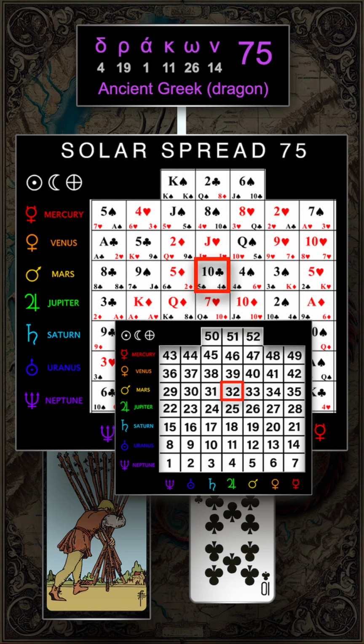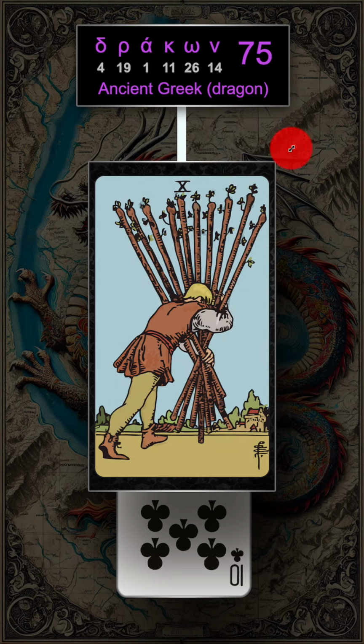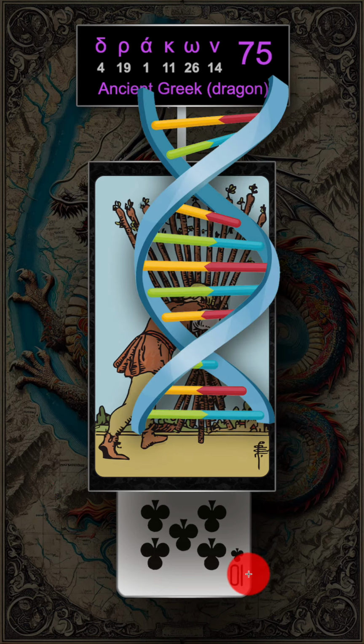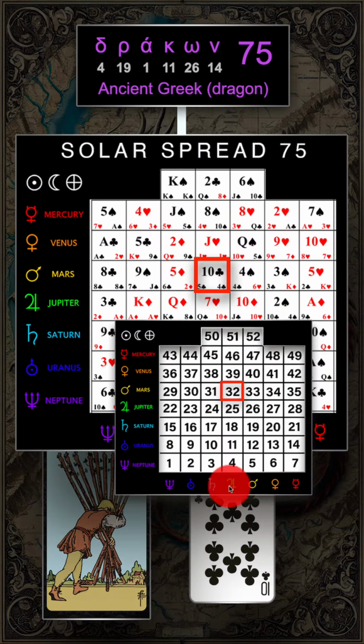We bring in solar spread 75. These cards move around pretty much every year up till 90. They only go up to 90 charts. This is chart 75. Now I'm going to locate that 10 of clubs. Since dragon is 75, and that 10 of clubs, what space does it sit in? The 32nd space, which is tied to the 32nd card. 32 is germanium, Germany. The 10 of clubs.